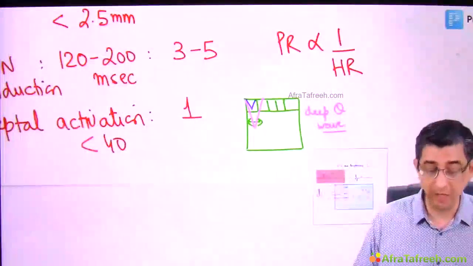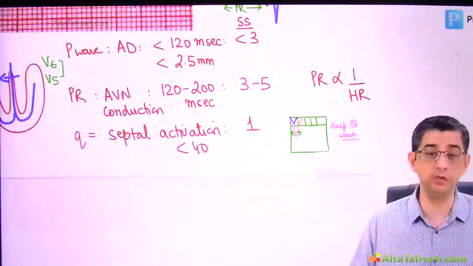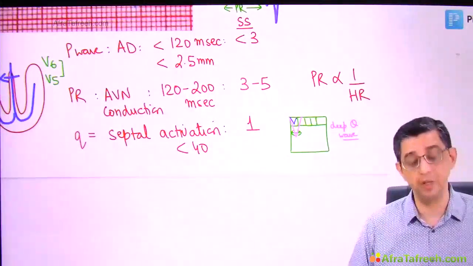I mean, in MI, when you read about the ECG findings, most of the findings will gradually begin to regress, but deep Q waves will persist for the whole life of the patient.